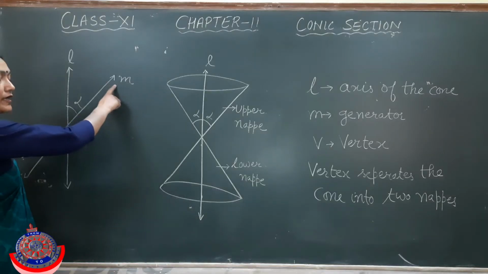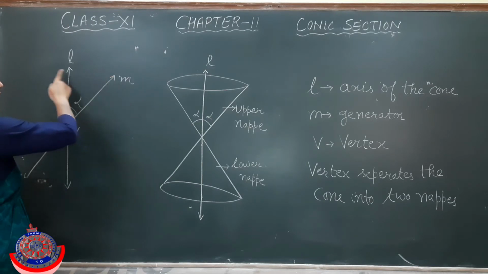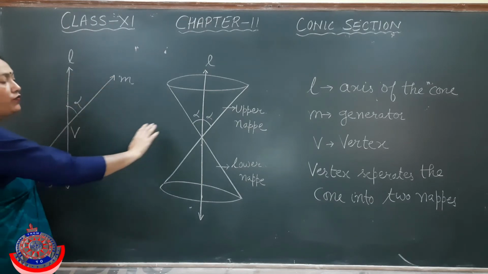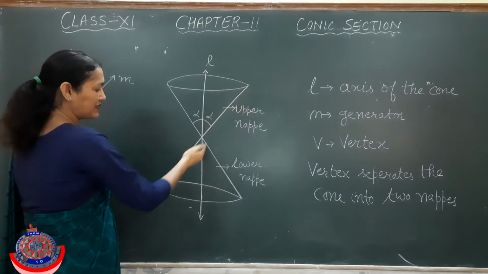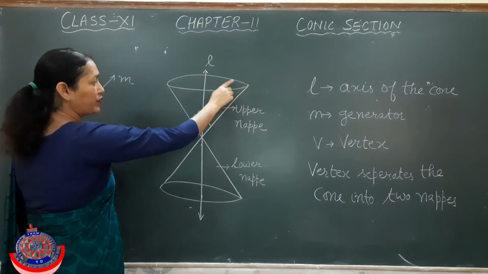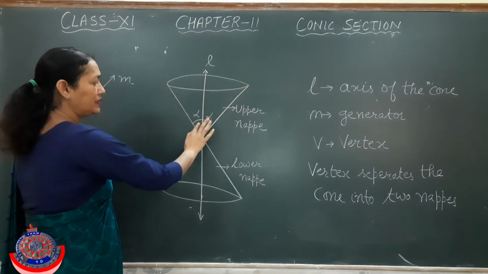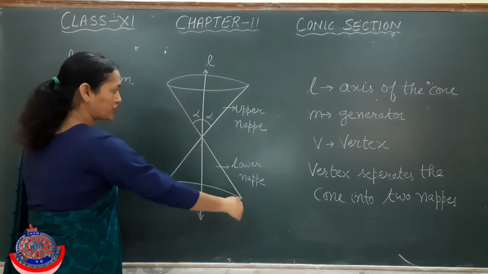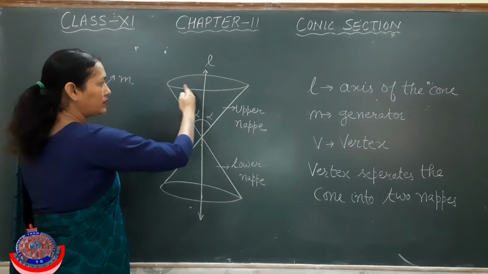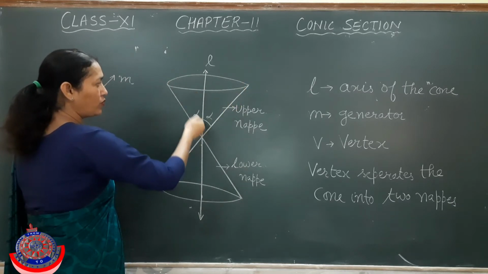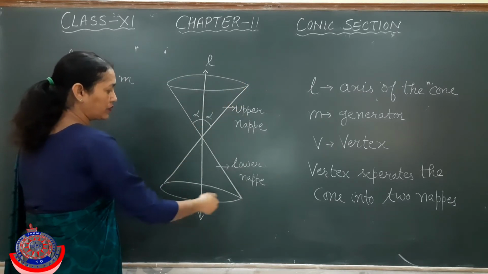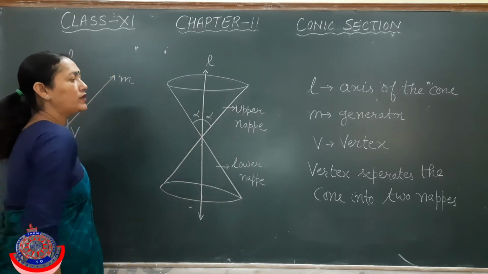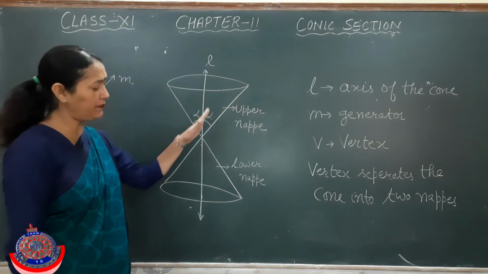Now if this line M is rotated around the fixed line, what we can get? Earlier this line was at this position. Now if we have rotated it in such a way that angle of inclination alpha remains same, then we can come to this position. Now what are the two parts formed? Two cones, upper cone and lower cone. And each part is called nap, upper nap, lower nap.